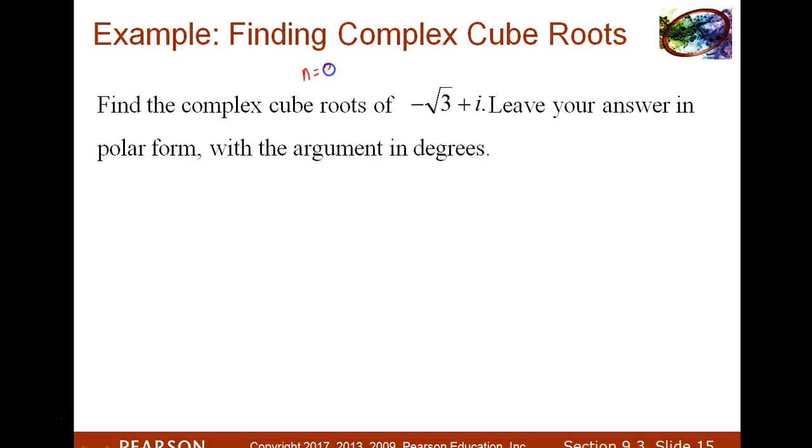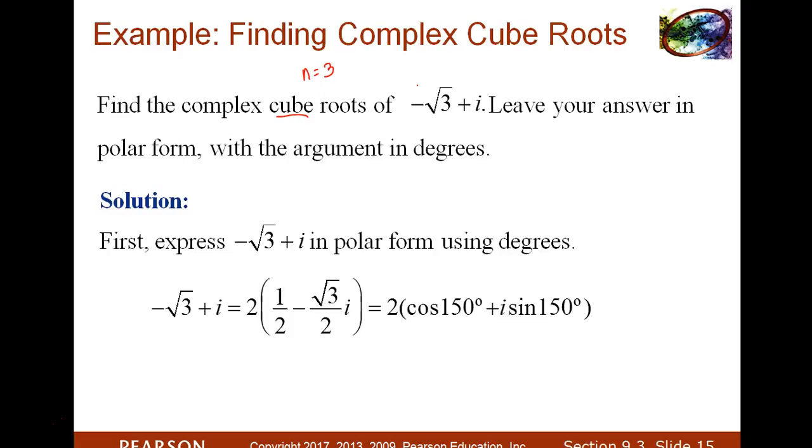So n equals 3, because I want cube roots. First, I need to get this over from Cartesian into polar. And so I find my r, which is going to be a 2. And then I would find the angle.